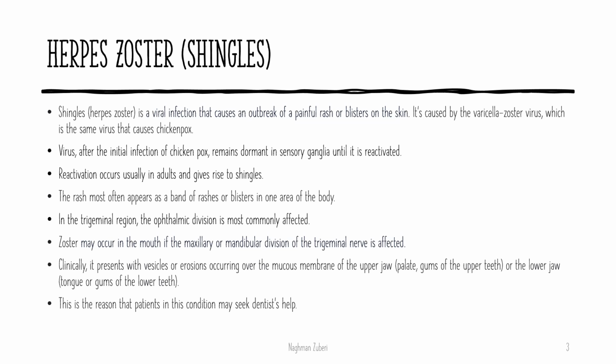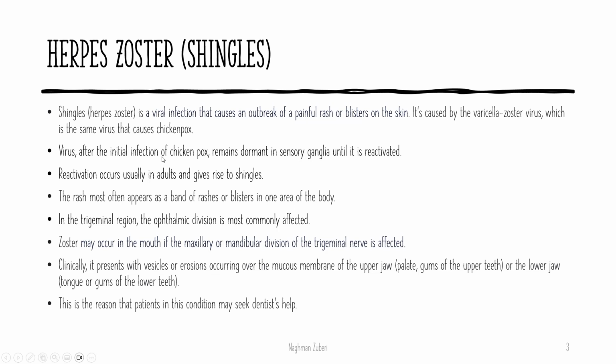Another type of neuropathic pain is because of herpes zoster, which is also known as shingles. Shingles or herpes zoster is a viral infection that causes an outbreak of a painful rash or blisters on the skin. It is caused by the varicella zoster virus, the same virus which causes chickenpox.